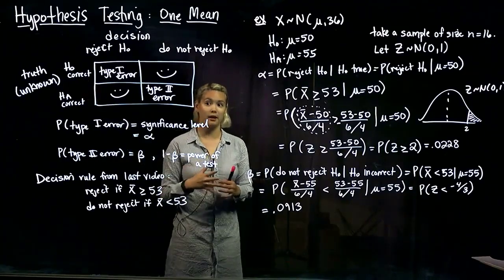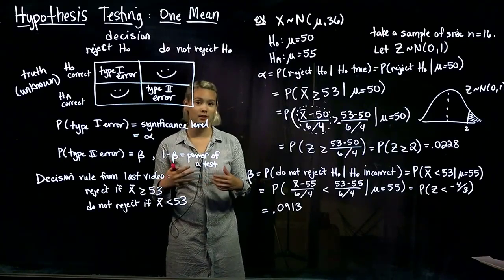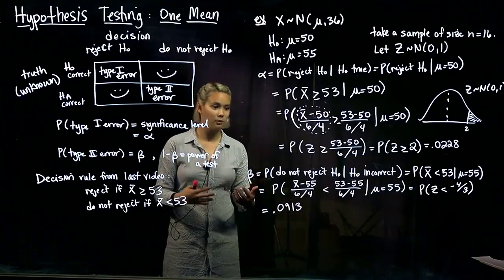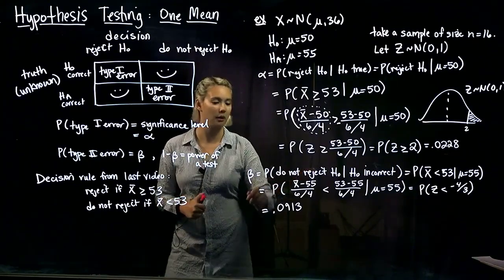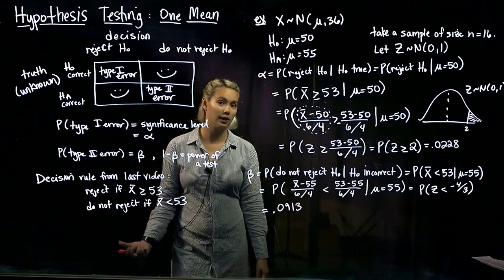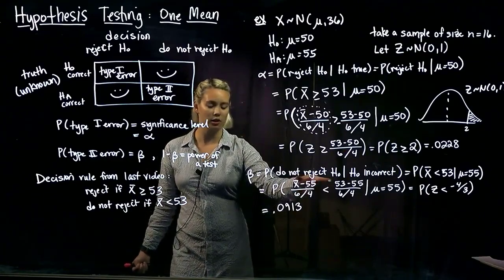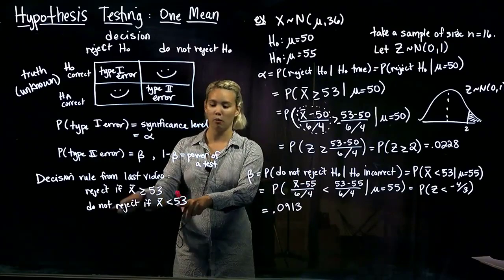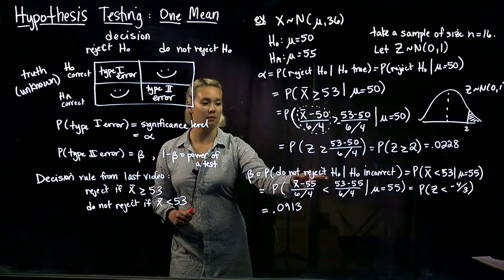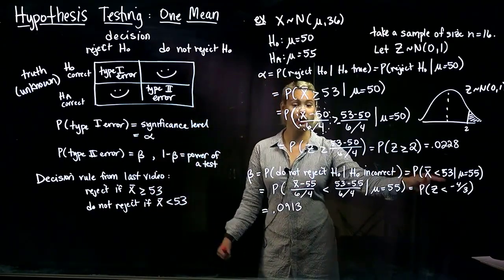All right, how about beta, which is the probability of a type 2 error, or in other words, the probability of mistakenly not rejecting the null hypothesis? Well, we can calculate beta in a similar way. First, let's just start with the definition of beta. So beta is the probability that we do not reject the null, given that the null is actually incorrect. Okay, but what does it mean to not reject the null? Look at our decision rule. We will not reject the null if x bar is less than 53. So let's swap out this statement, do not reject the null, for our actual rule, x bar is less than 53.